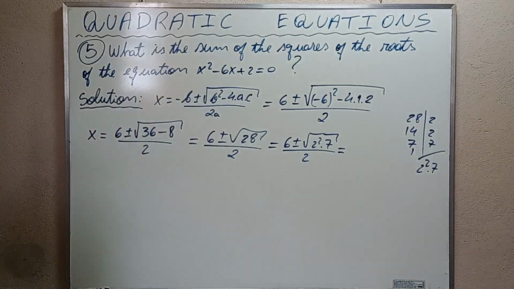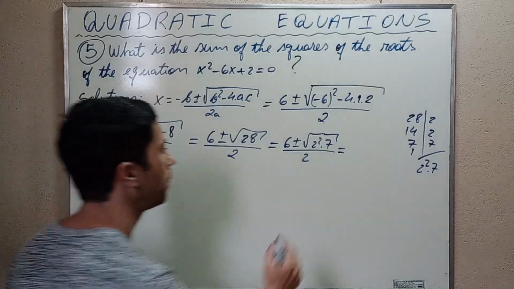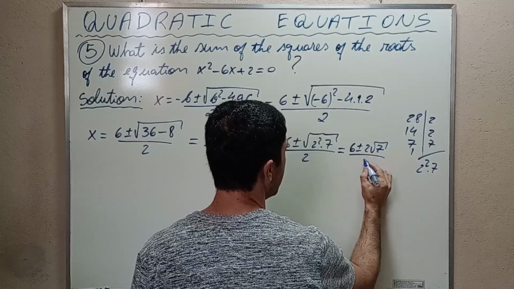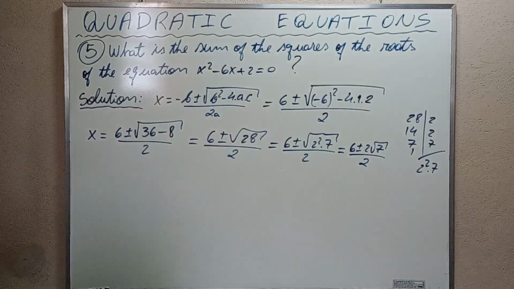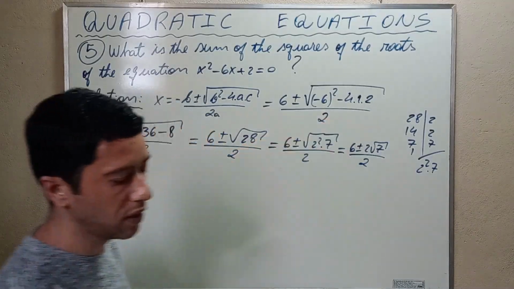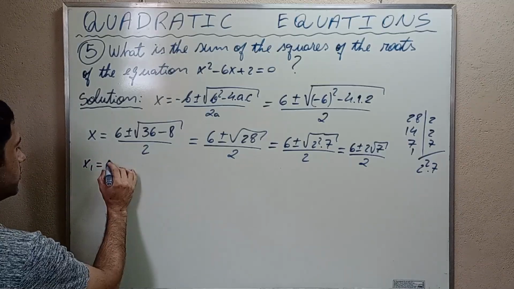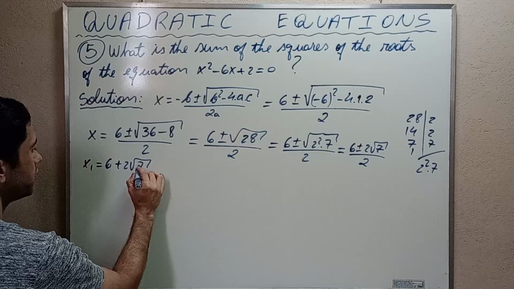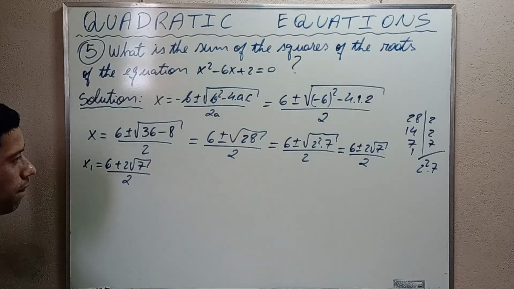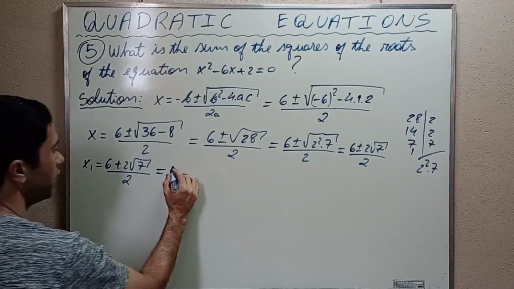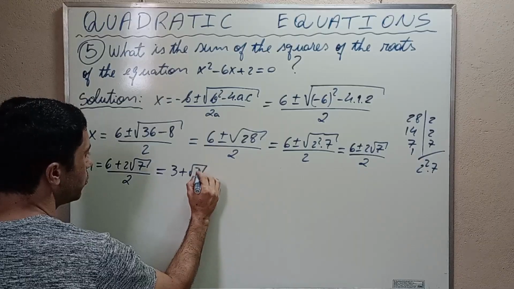These 2 I can put out of the root. 6 plus minus 2 times the square root of 7 divided by 2. Okay? There will be 2 solutions. Observe this plus minus sign. x1 is equal to 6 plus 2 times the square root of 7 divided by 2. This is equal to, I divide here and here by 2, 3 plus the square root of 7.